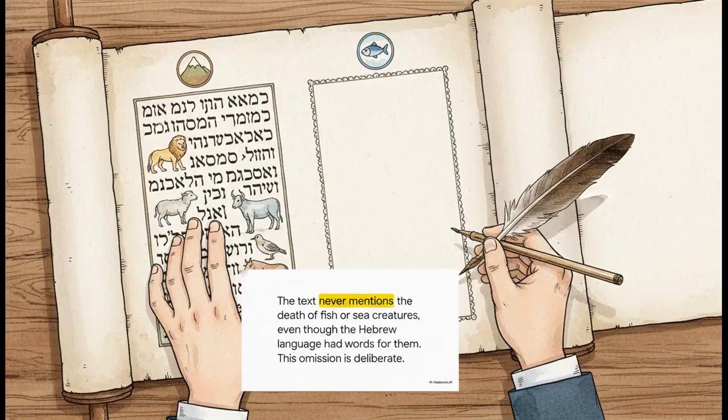And here's the kicker. This is not an accident. It's not like the writers just forgot about fish. They absolutely knew how to talk about sea creatures. They do it just a few chapters earlier in the creation story. So they deliberately left sea life off the destruction list. And when an author does something that deliberate, you know it's a big deal. That silence is screaming at us.